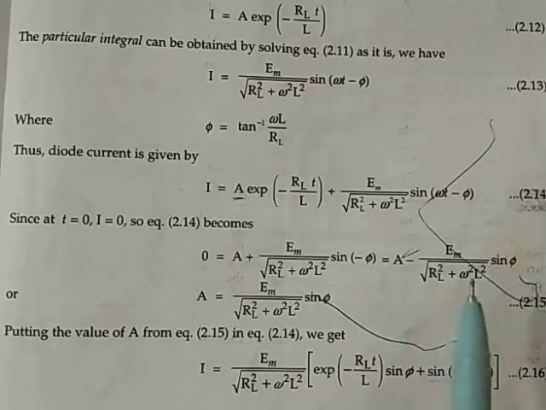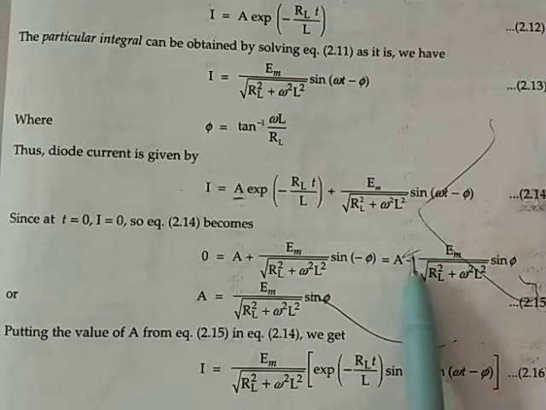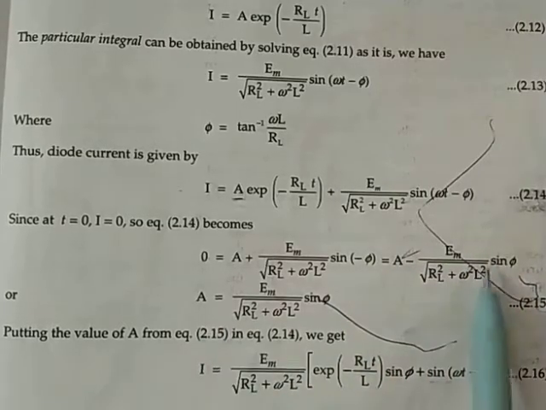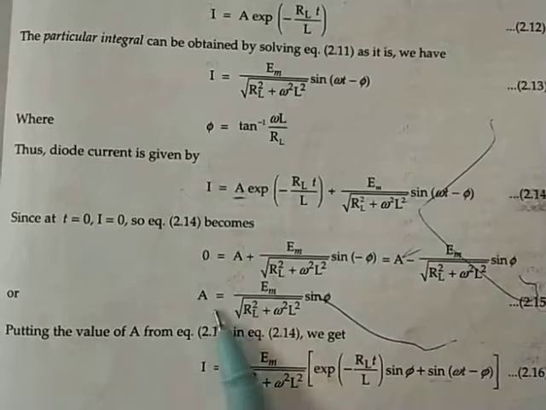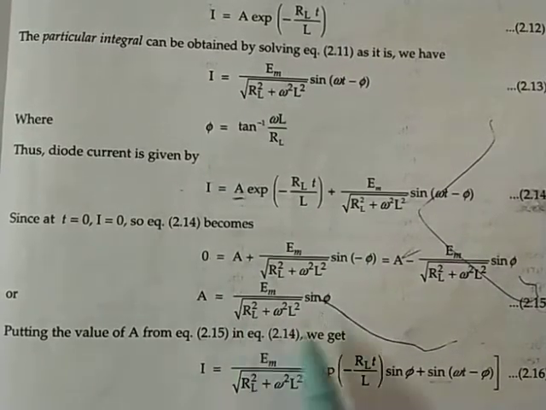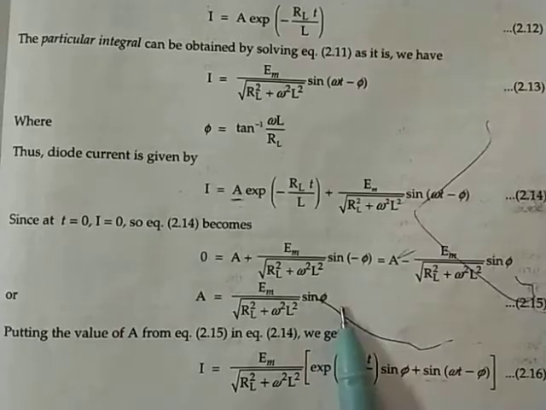So this is what we have with us. This part is equal to 0, so the value of A is equal to this value. So A is equal to Em upon root of R square plus omega square L square, under root, sine phi.